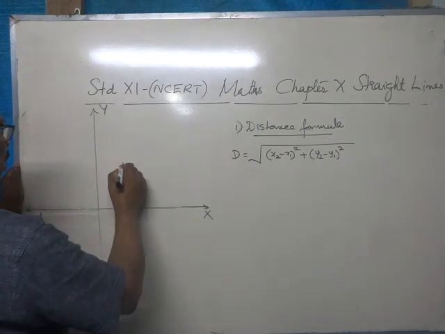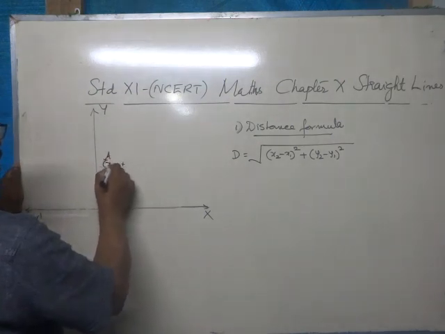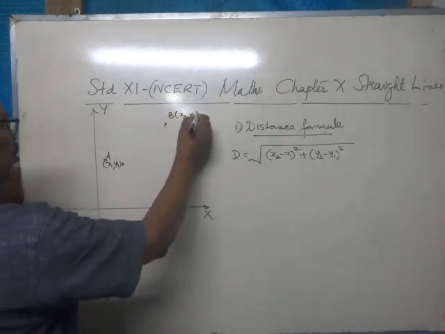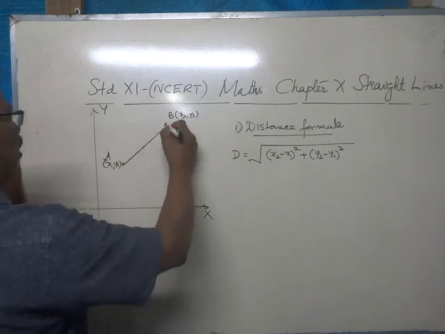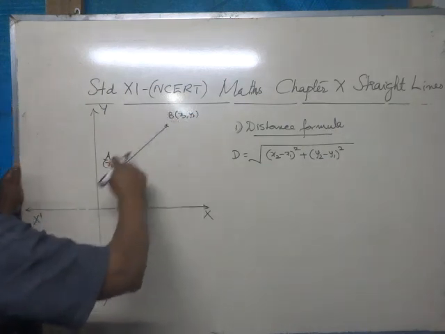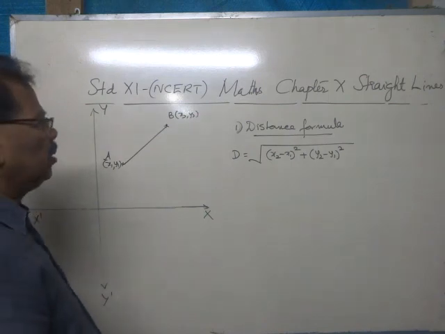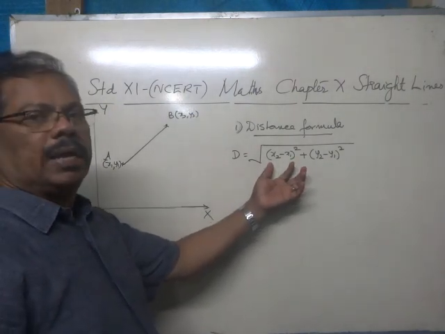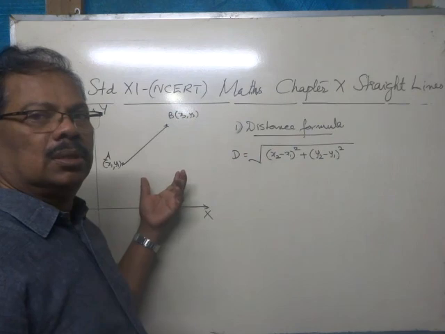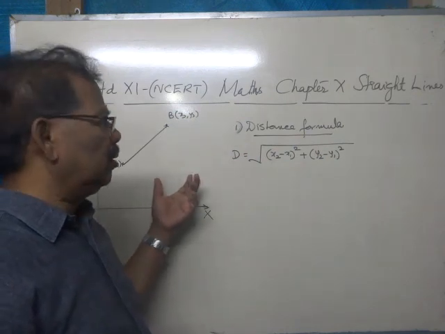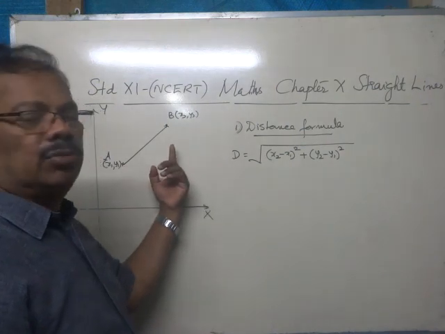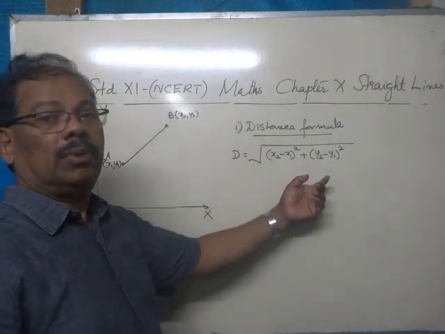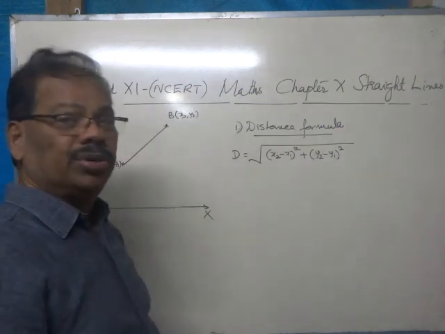That is, if 2 points, say A x1 y1 and B x2 y2 are given, then the distance between A and B is calculated as square root of x2 minus x1, that is the difference of x coordinates, square plus y2 minus y1, that is the difference of y coordinates, square. How is it?